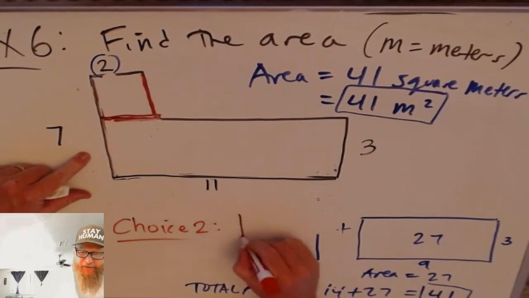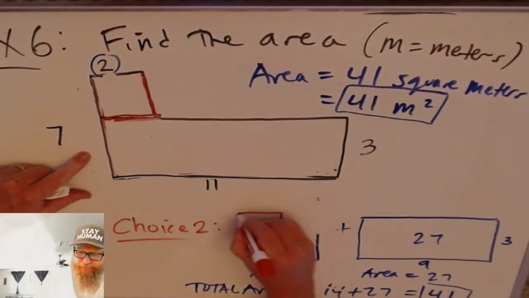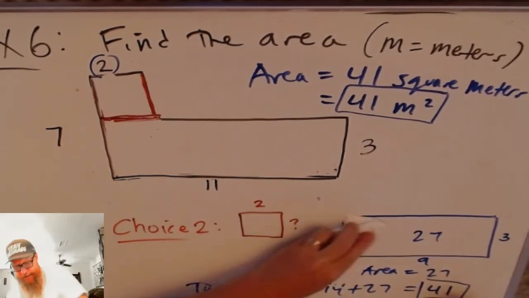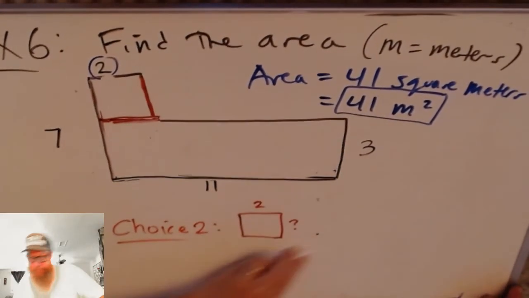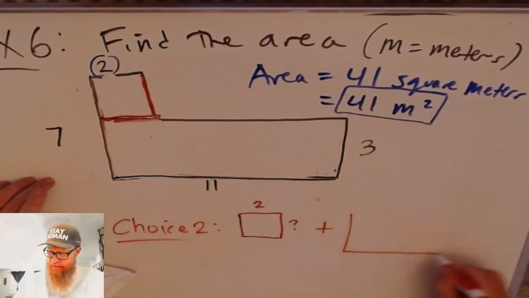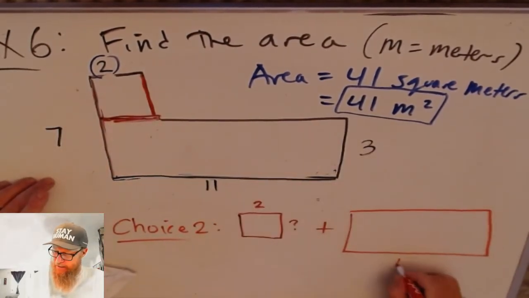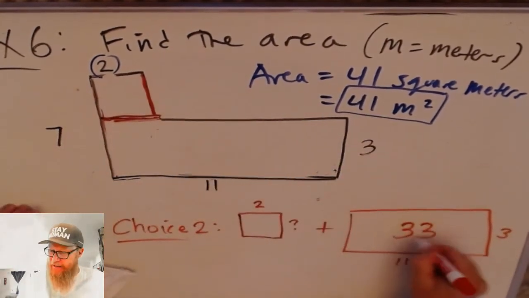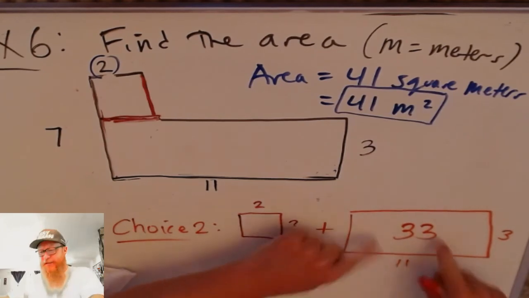And so now you've got this little rectangle plus this big rectangle here, which is 11 by 3. So in this case, now the big one's already done. 11 times 3 is 33.